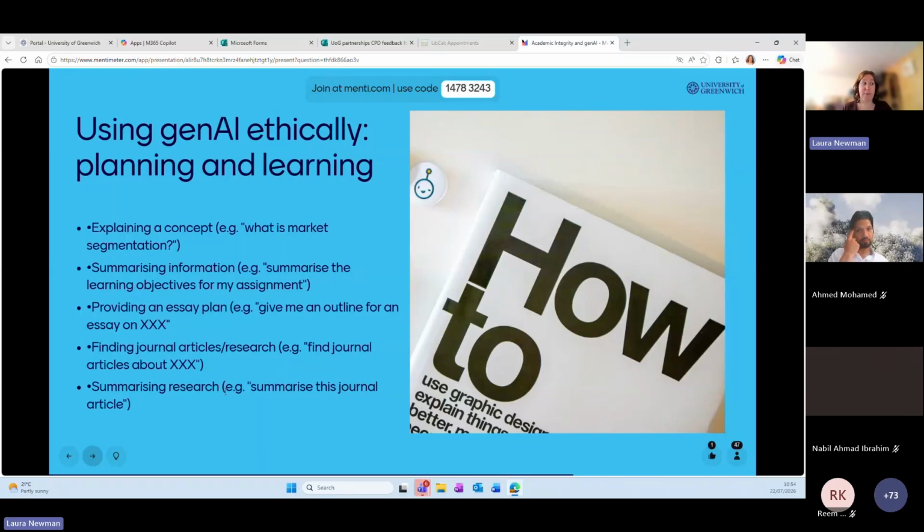It can provide them with an essay plan. So they can give it a title and say, give me an outline. How would I write this essay? So what would I put in paragraph 1? What would I put in paragraph 2, for example?